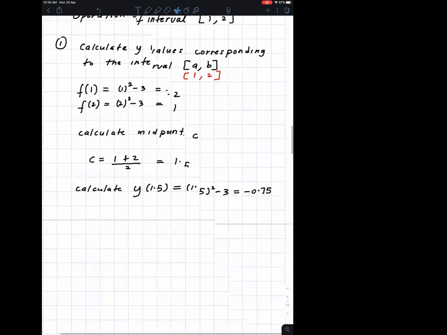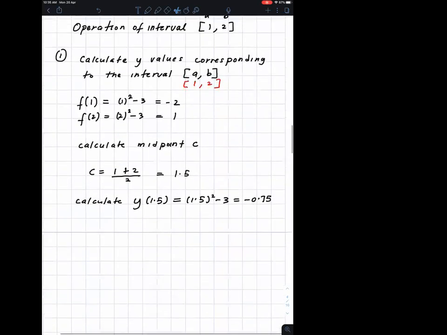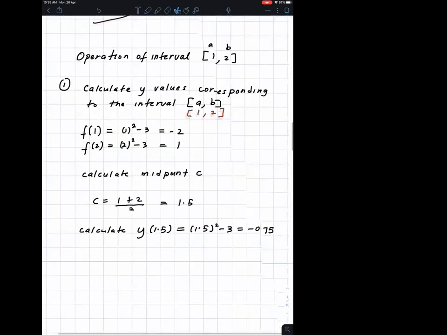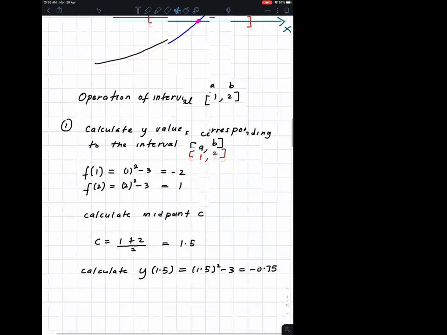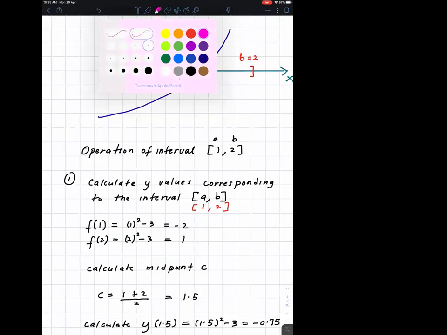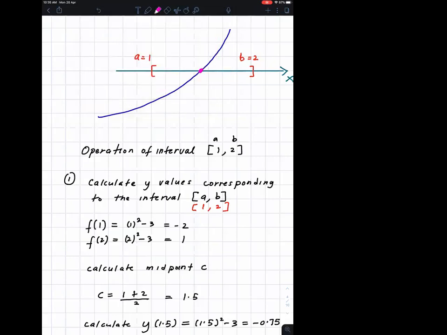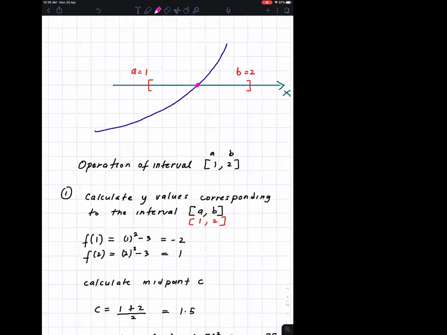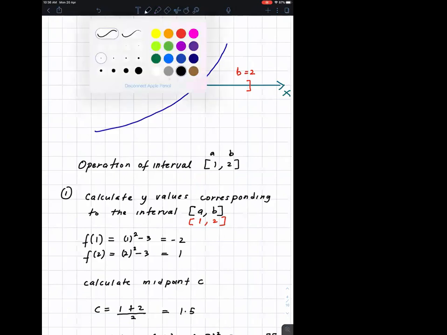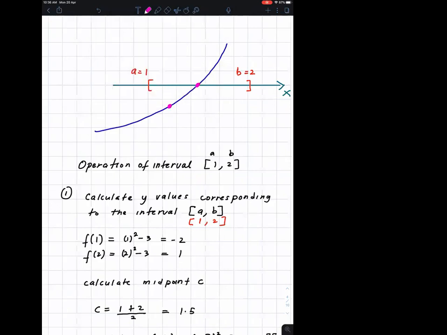If you're not sure where this point is, you can go back to the graph here. Roughly, at 1.5, it is giving me a negative number, so I must be below the x-axis. Let's say I'm somewhere around here at 1.5. I got minus 0.75.